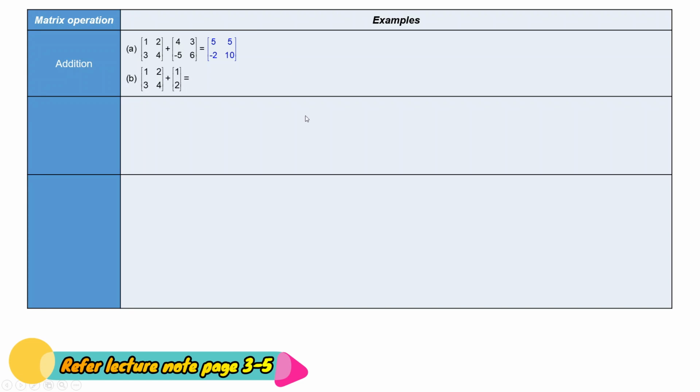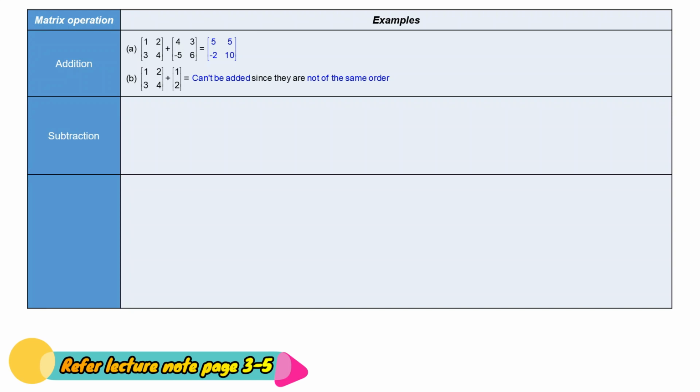Second example, you have to tell me if they can be added or not. No, they cannot be added, because clearly these two matrices are not of the same order. The first matrix is 2 by 2 and the second matrix is 2 by 1. So they cannot be added since they are not of the same order.